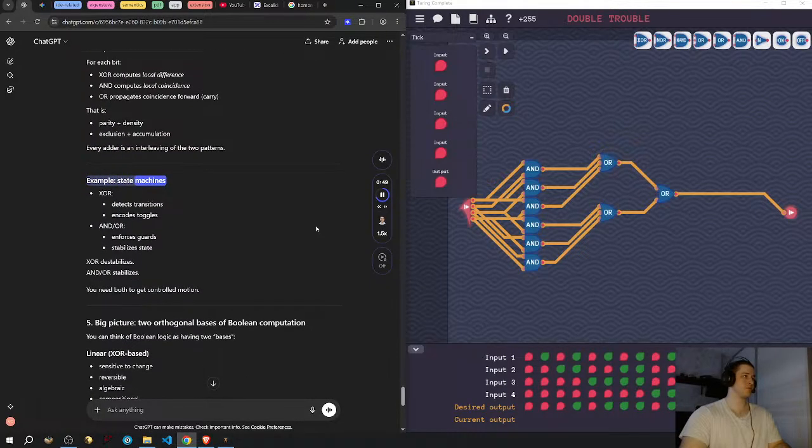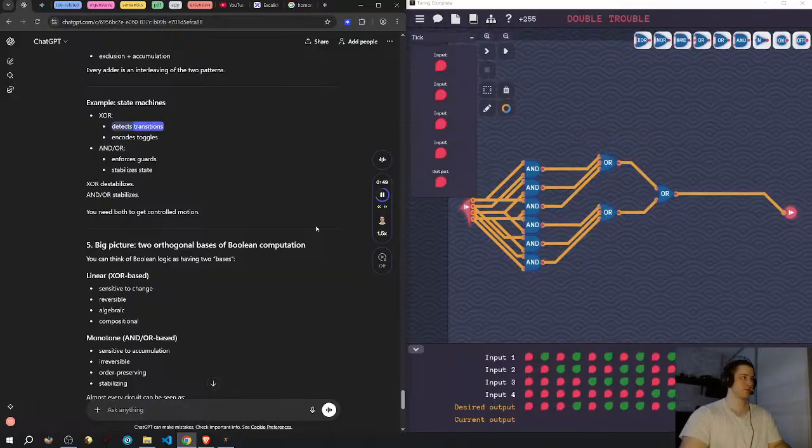Example, state machines. XOR detects transitions and encodes toggles. AND/OR enforces guards and stabilizes state. XOR destabilizes, AND/OR stabilizes. You need both to get controlled motion.